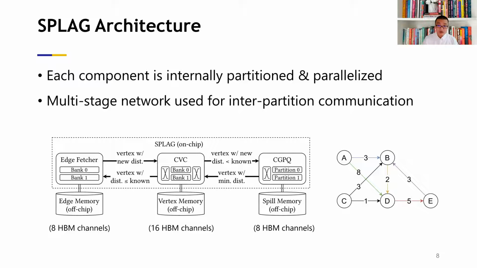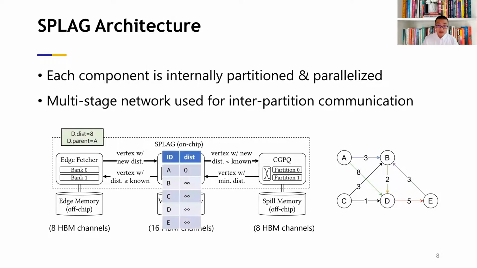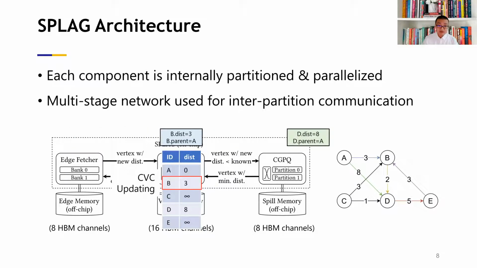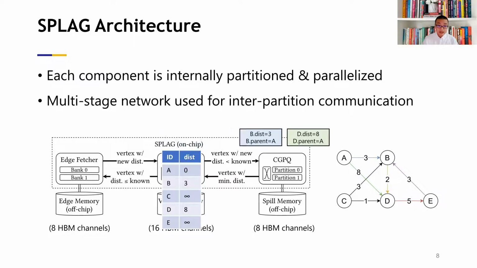Here is an example using the same graph we used earlier. Note that I colored the edges in the figure on the right-hand side consistently with the boxes representing edges on the left-hand side. We start with initializing the vertex attributes and traversing the neighbors of the root. The first traversed edge is the green one, which updates the distance of D from infinity to 8. The updated vertex D is pushed to the CGP queue. Meanwhile, the other neighbor of A, the blue edge, updates the distance of B from infinity to 3. The updated vertex B is also pushed to the queue.